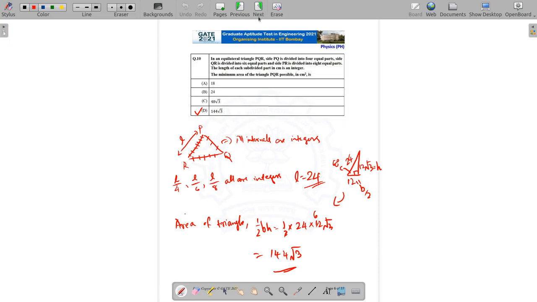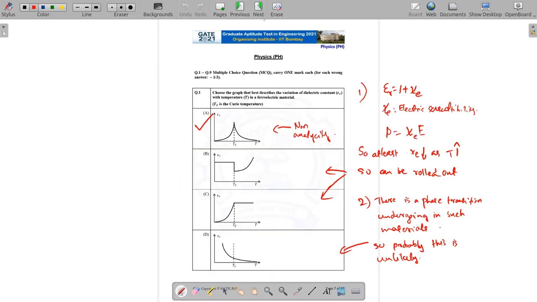So I am then done with the general aptitude questions. I am moving on to the physics questions. First question: choose the graph that best describes the variation of dielectric constant epsilon r with temperature in a ferroelectric material.